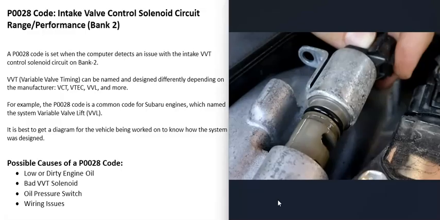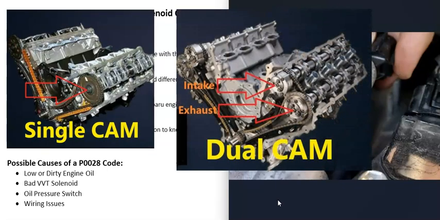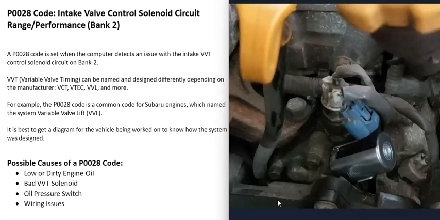The next thing that could cause this is a bad variable valve timing solenoid. If you have a single overhead cam engine, then there'll be 1 solenoid on each bank of the engine. But if you have a dual overhead cam engine, where there are 2 cams on each bank, then you're going to have 2 solenoids on each bank for a total of 4. And with dual overhead cam engines, you're going to have an intake solenoid and an exhaust solenoid. So the solenoid to locate, if you have a dual overhead cam engine, is the bank 2 intake control solenoid.